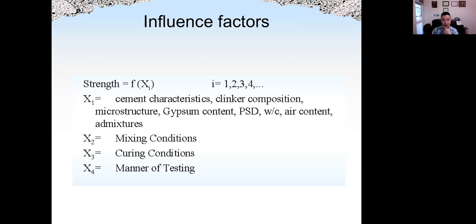X2 is mixing conditions, how much compaction you put in the concrete. X3 is curing conditions: the temperature, the time, the moisture, how long you moist cure the concrete. We discussed this before; it is also a factor affecting the strength. X4 is manner of testing, which we haven't discussed yet. I believe this covers how the size of the specimen, the geometry of the specimen, and the setup of the machine affect the tested strength of concrete.